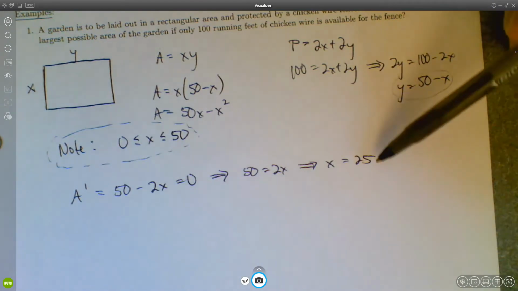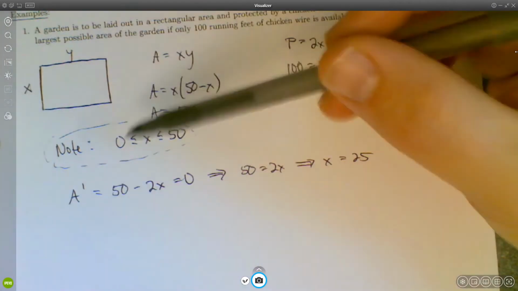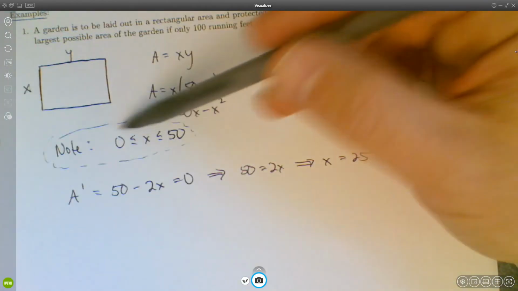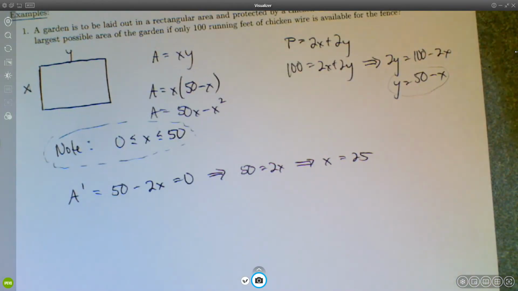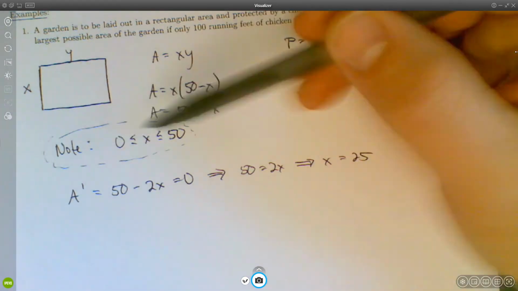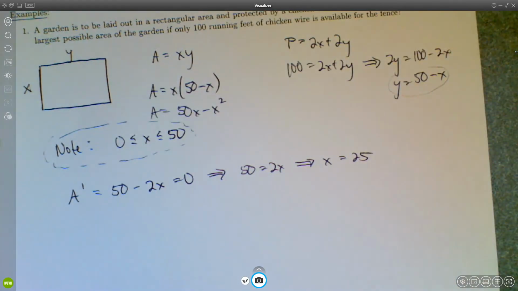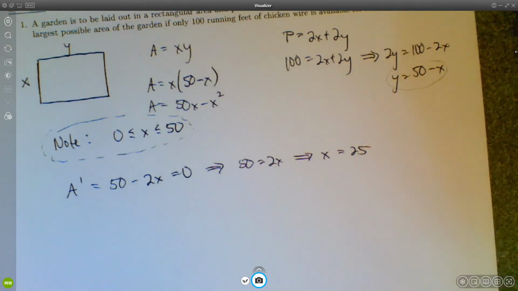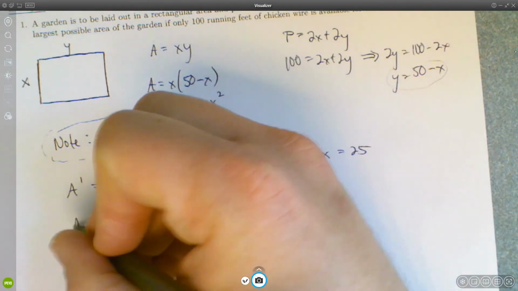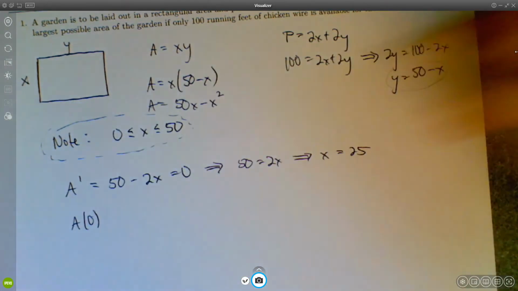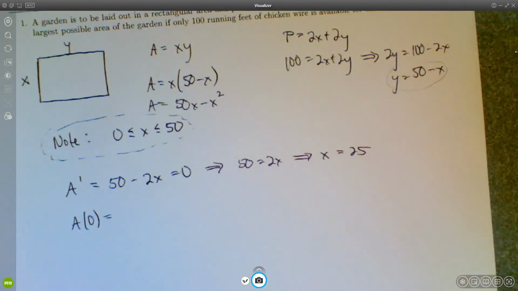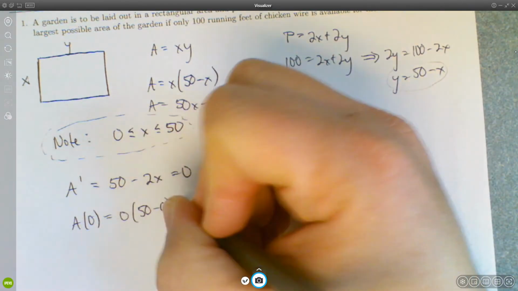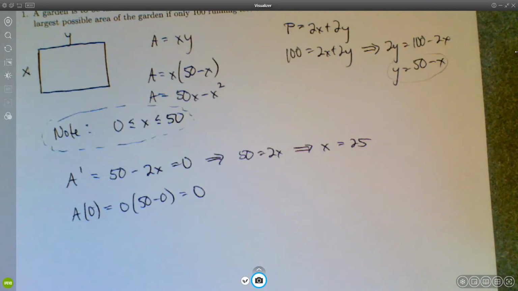However, I'm only interested in maximizing this function on this closed interval between 0 and 50. And so the endpoints might be absolute extrema as well. So I'm going to check the endpoints as well as my critical point here. You can do this using a table or whatever. I'm just going to do it like this. What's the area when x equals 0? When x equals 0, the area is 0 times 50 minus 0. Well, that's just 0. So that doesn't do us any good.